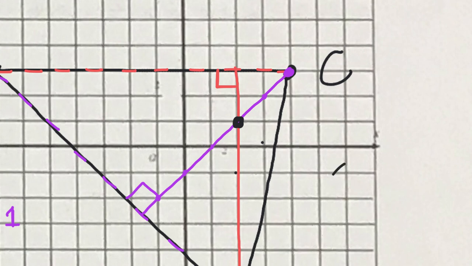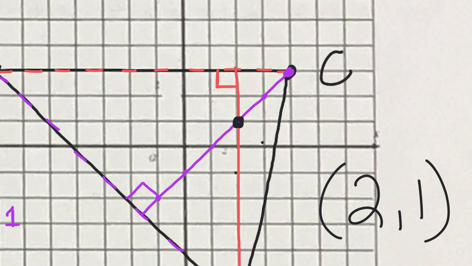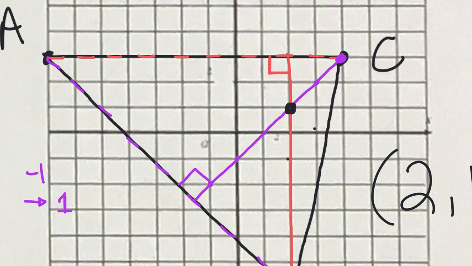So I can write down my answer. The orthocenter is at the point (2, 1). But let's finish this problem just to be secure and sure about this.